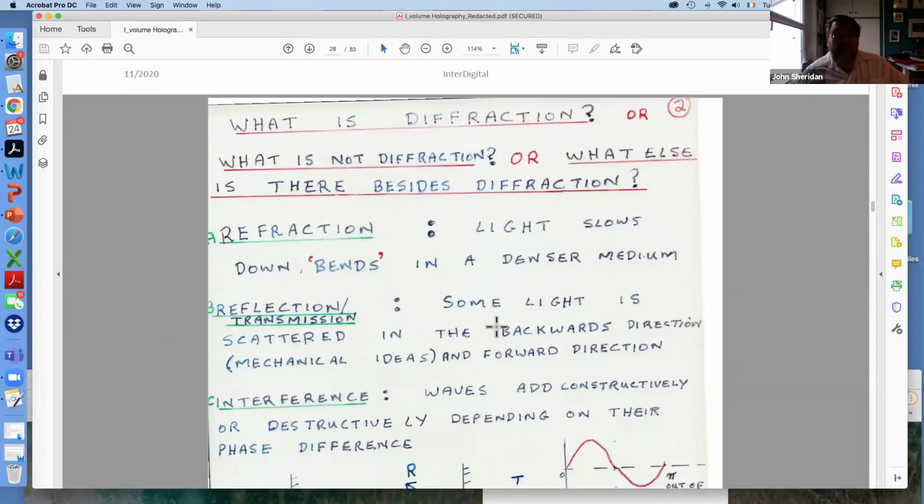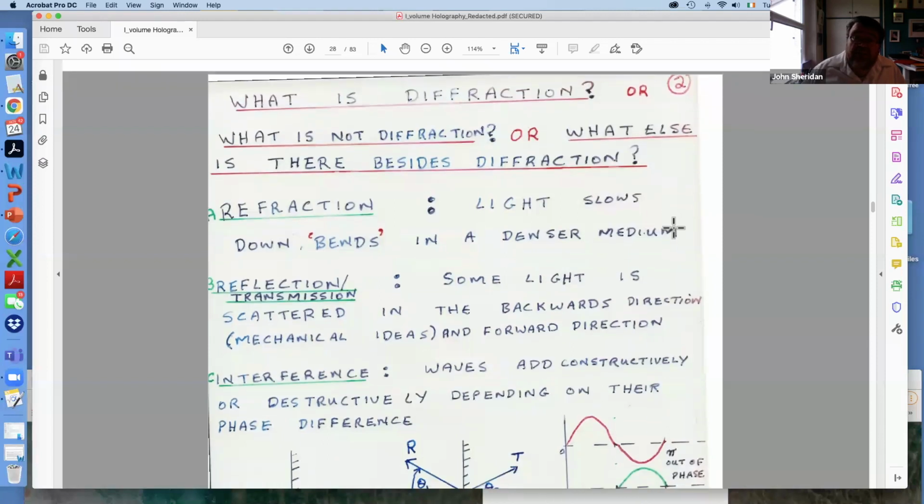Okay, now another one which tends to throw people is, what is diffraction? Okay, people don't like diffraction. They tend to get a bit scared by diffraction. And it's understandable because certainly it's quite scary. It scares me all the time. So what is diffraction? Or what is not diffraction? Or what else is there besides diffraction?